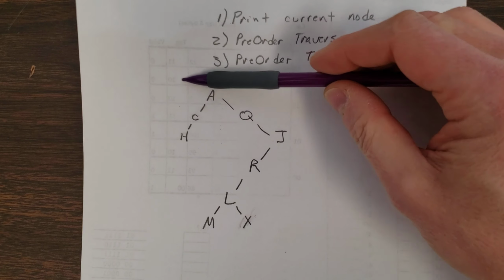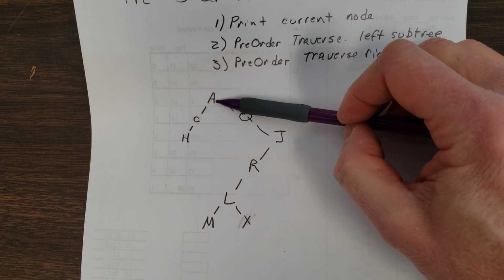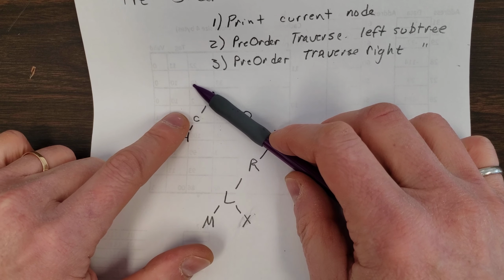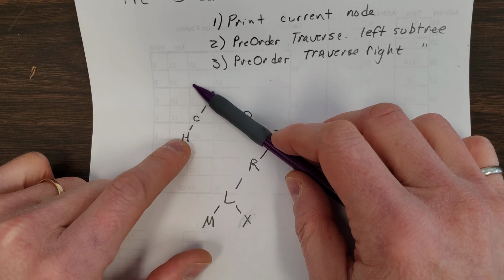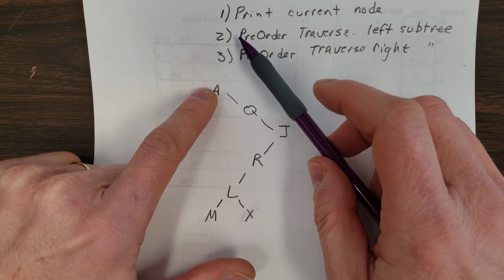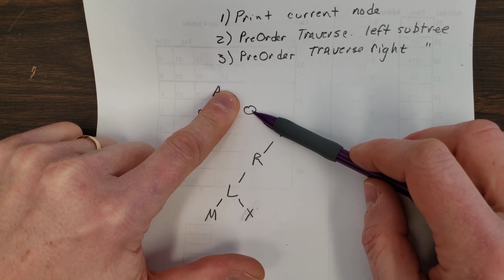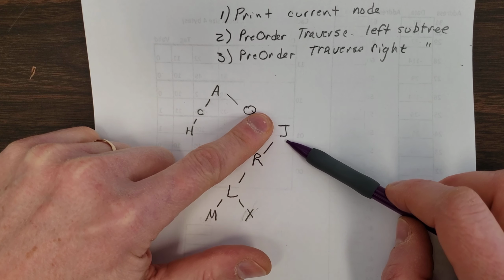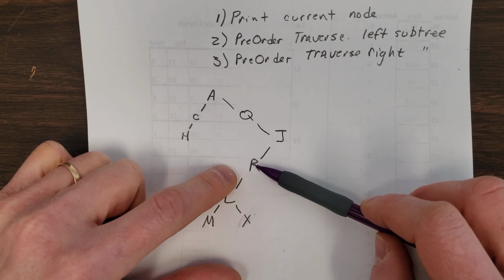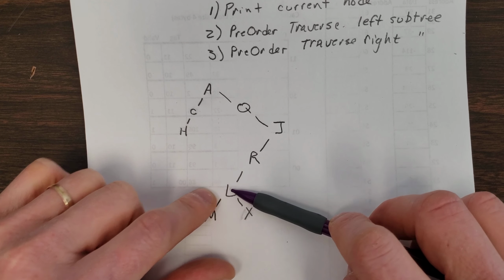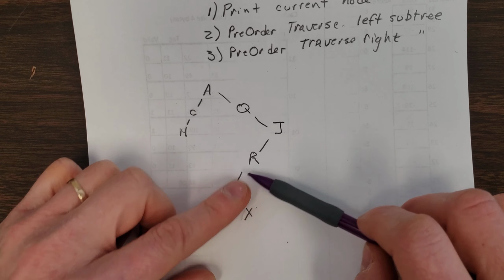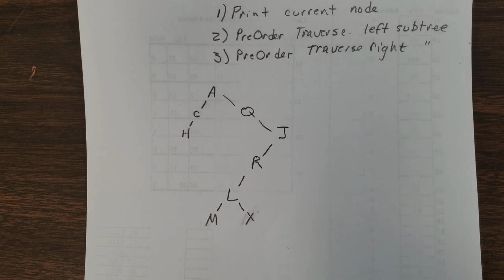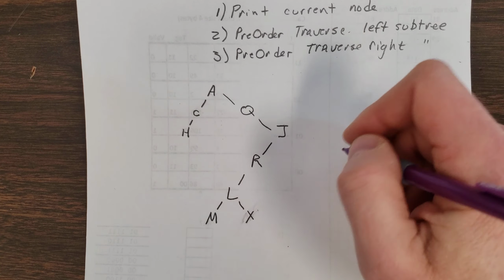So I won't write it down, but you think to yourself, okay, what's going to happen? A is going to print out. Then we go to the left subtree, and we have to pre-order traversal this. So it'd be C, then H, then nothing, and it would go back up to A, and then it would move on down. It would print out the Q, then it would print out nothing, and then it would go down and do a pre-order traversal here. So it'd print out the J, then it would go down, print out the R, print out the L, print out the M, print out the X, go back up to the R, go back up to the J, there's nothing to print here, and then we'd be set.